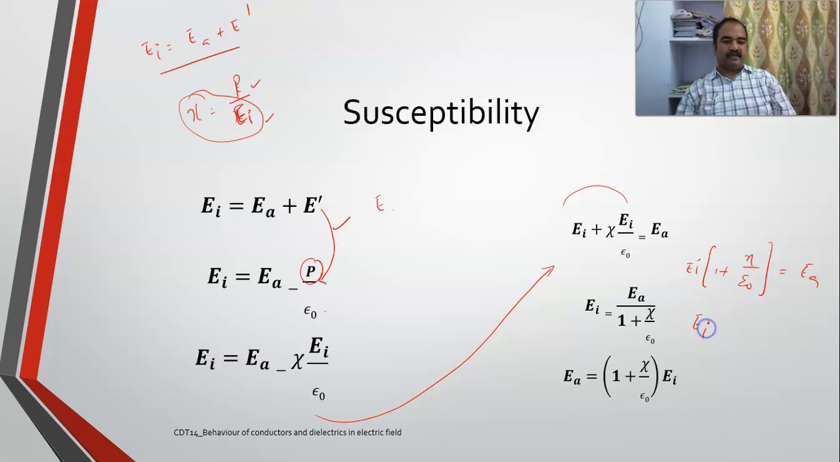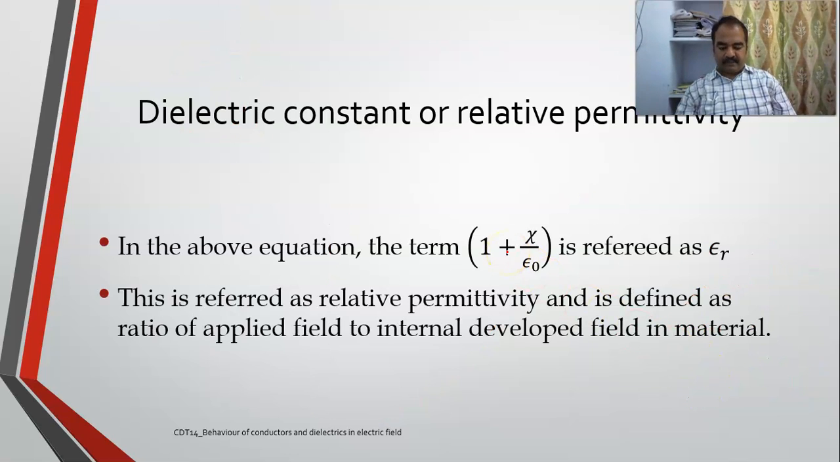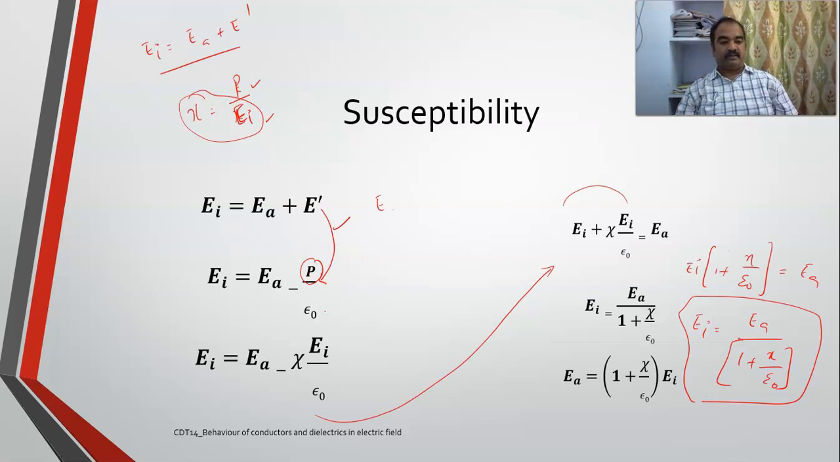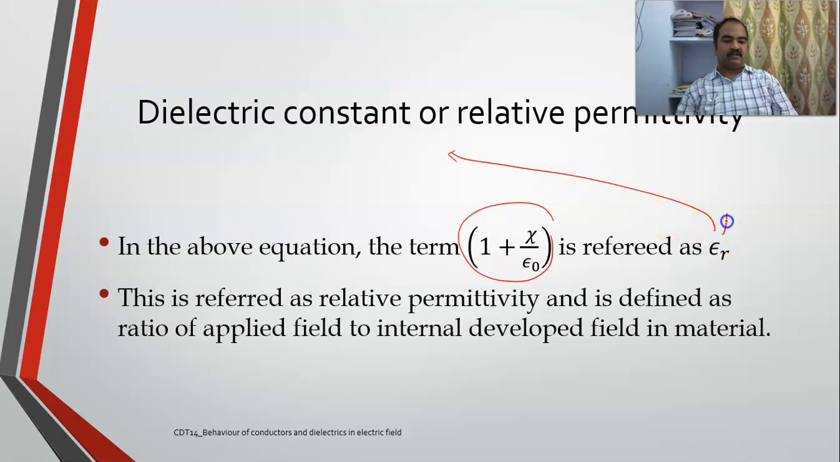So what is the internal field now? EA by 1 plus psi by epsilon naught. This is the field which is developed due to the applied electric field. Now this particular term which we have developed is called the relative permittivity, a relative permittivity of the medium. So it is also referred to as dielectric constant. In some cases you will refer to it as relative permittivity, in some cases it is referred to as dielectric constant.